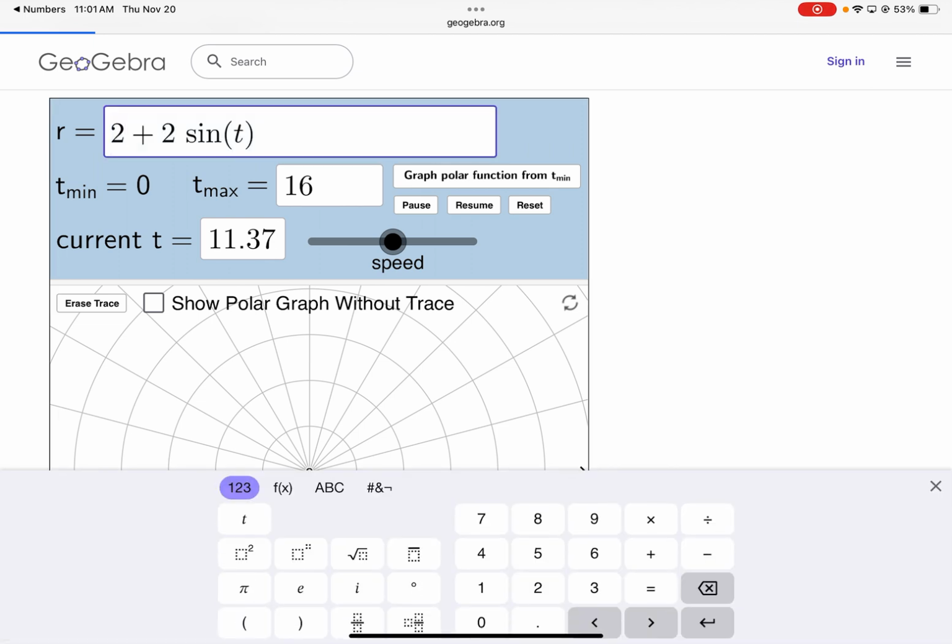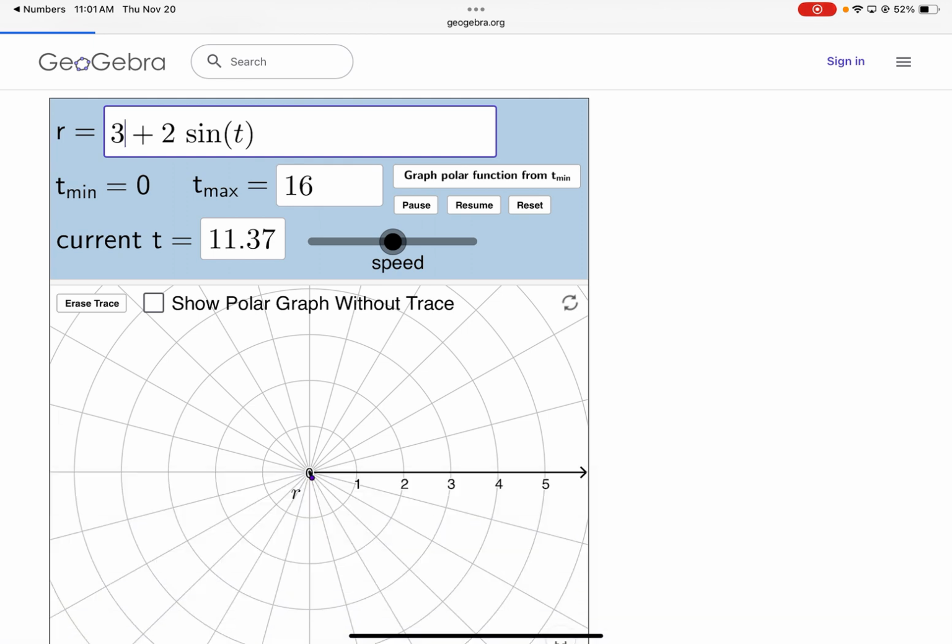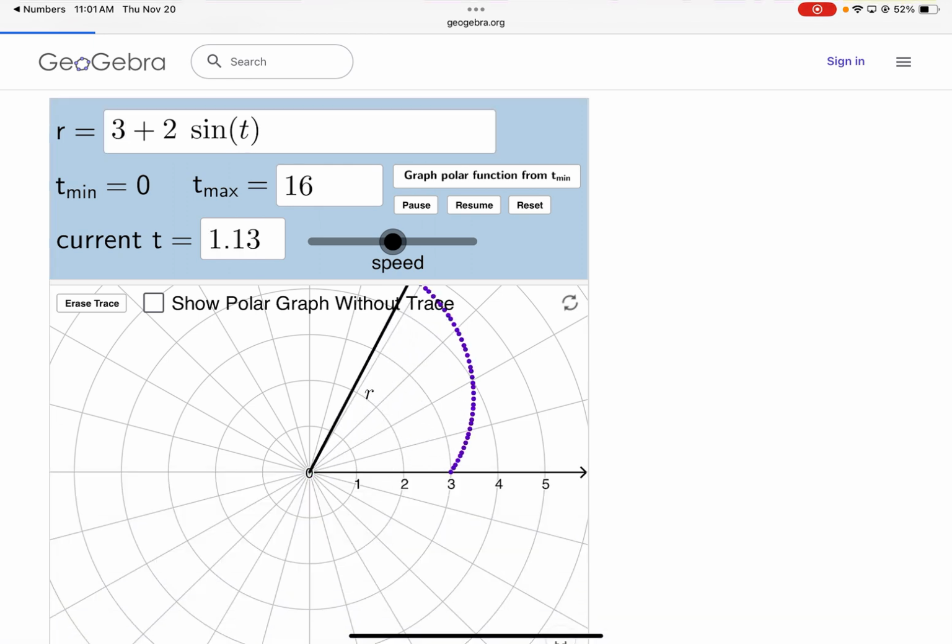Let's say I change this to 3 plus 2 sine t. So now A is larger than B. Now we're not going to reach the pole. Since A was larger than B, the distance between the pole and, we call this the dimple of the limacon, is 1 unit. It's the difference of A and B. Okay?